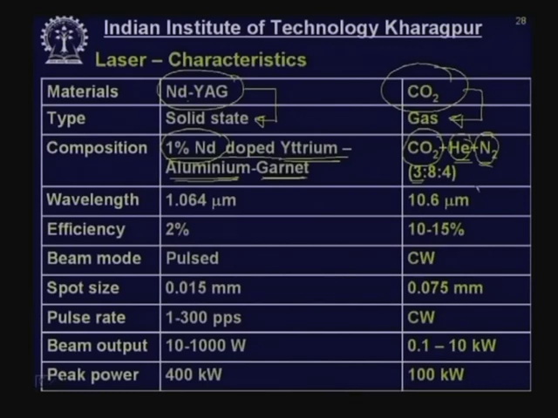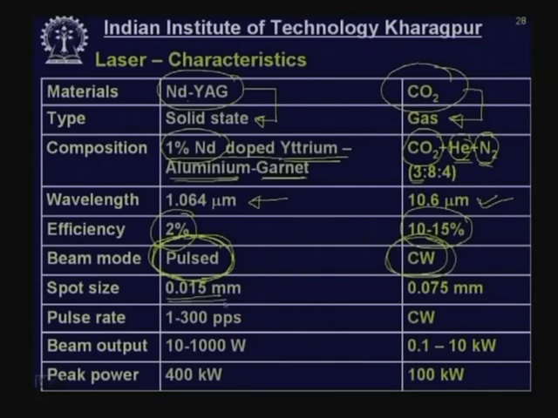How they are different from each other? This is having a wavelength of 1.06 micron, whereas this is 10 times, 10.6 micron. However, efficiency of carbon dioxide laser is a bit better than the efficiency of Nd-YAG laser. Generally, Nd-YAG lasers are used in pulse mode. This word generally is very, very important. They can also be used in other modes, but generally they are used in pulse mode, and carbon dioxide laser is used in continuous mode, that is continuous irradiation.